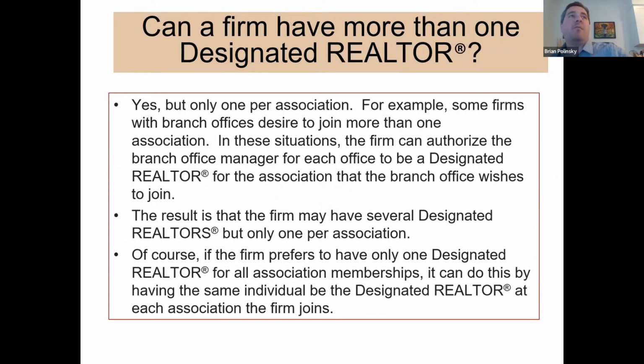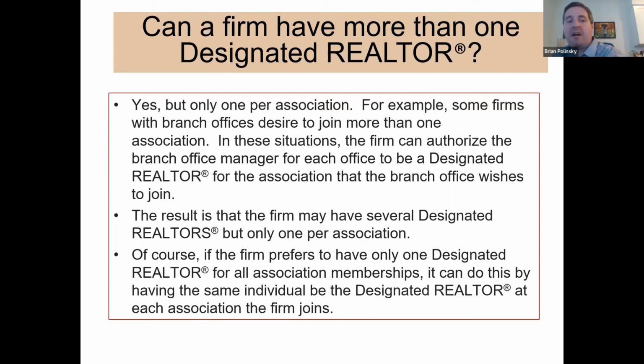Next question, can a firm have more than one designated realtor? The answer to that is yes, but only one designated realtor per association. So for example, there are some firms with branch offices that desire to join more than one association. And in these situations, the firm can authorize the branch office manager for each office to be a designated realtor for the association that the branch office wishes to join. So the result here is that you can have a firm with several designated realtors, but only one designated realtor at each association. Now, of course, if the firm prefers to have one DR for all association memberships, they can do that. And many firms do it that way.